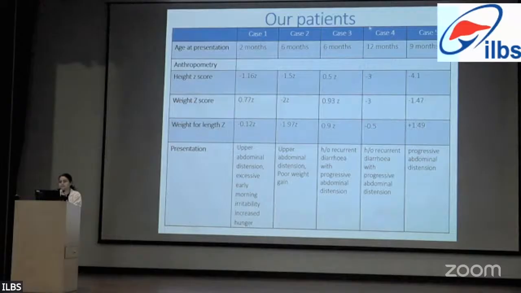So this is our experience. We have 5 documented cases with genetically proven disease and 2 patients who are awaiting genetic confirmation. So our patients had presentations varying from 2 months to 12 months of age. All had infantile presentation. At presentation, some of our patients had growth failure, whereas the others were preserved for their age. The predominant presentation was in the form of organomegaly, with one patient having symptoms suggestive of hypoglycemia in the form of early morning irritability, and two patients having recurrent diarrhea.